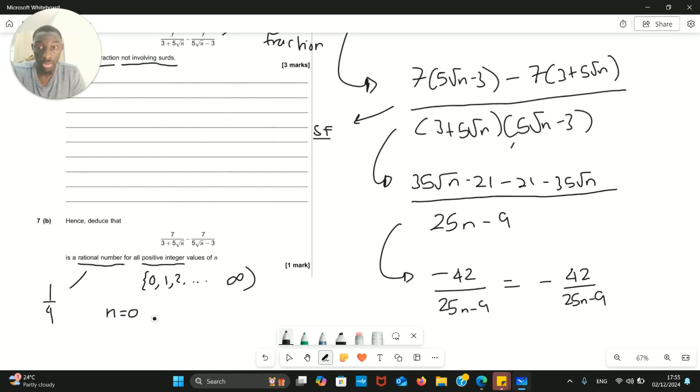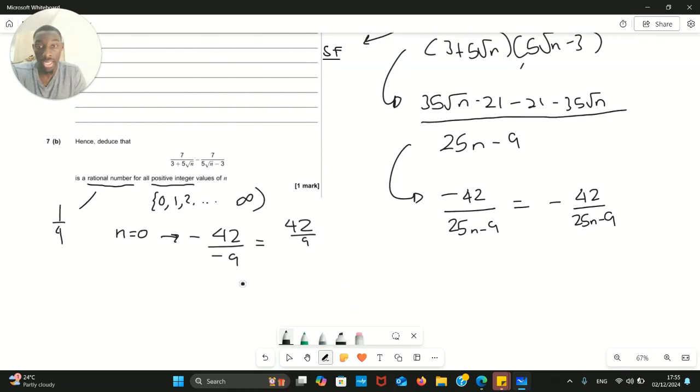So if n is 0, I'm going to then have minus 42 on top, and then 25 times 0 is 0, so minus 9. A minus divided by a minus is going to give me a positive, so I'm going to have 42 over 9. Now, this is a rational number because I have a whole integer on top and a whole integer underneath. And it doesn't matter even if I have negatives.